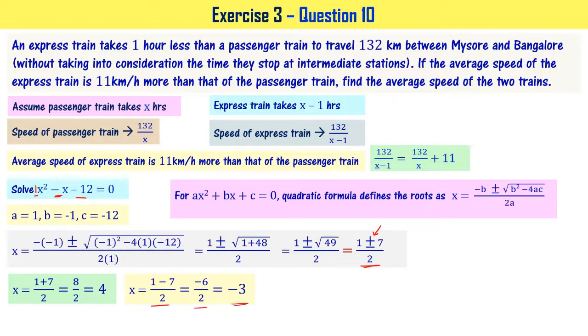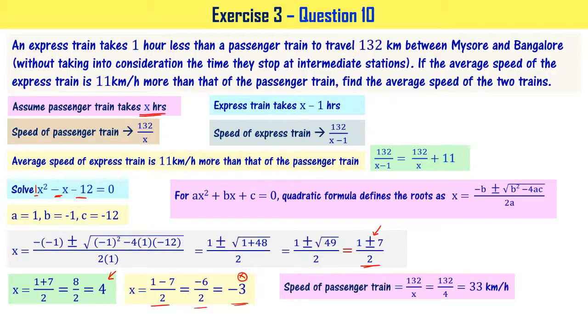We said that x is the time, right? Time cannot be a negative number. For that reason, we are going to drop this. We say that the time required for the passenger train is 4 hours, right? The speed of the passenger train is going to be 132 by x, that is 132 by 4, that is equal to 33 kilometers per hour.